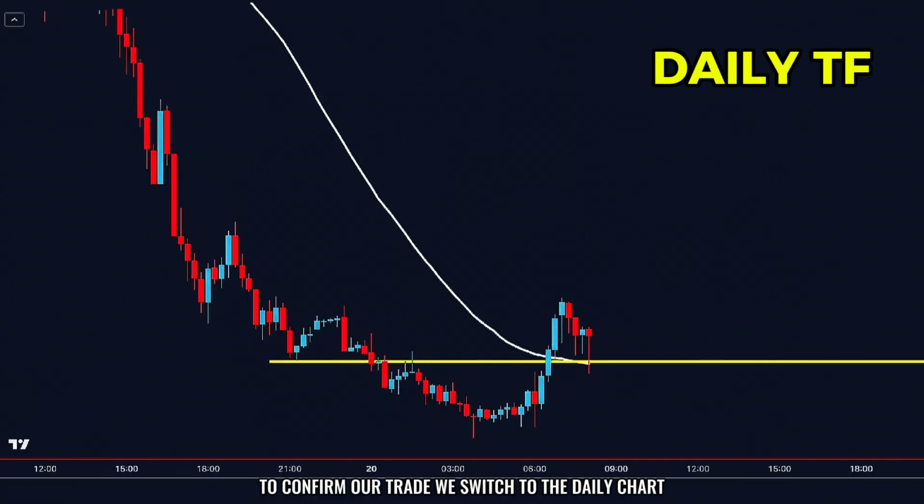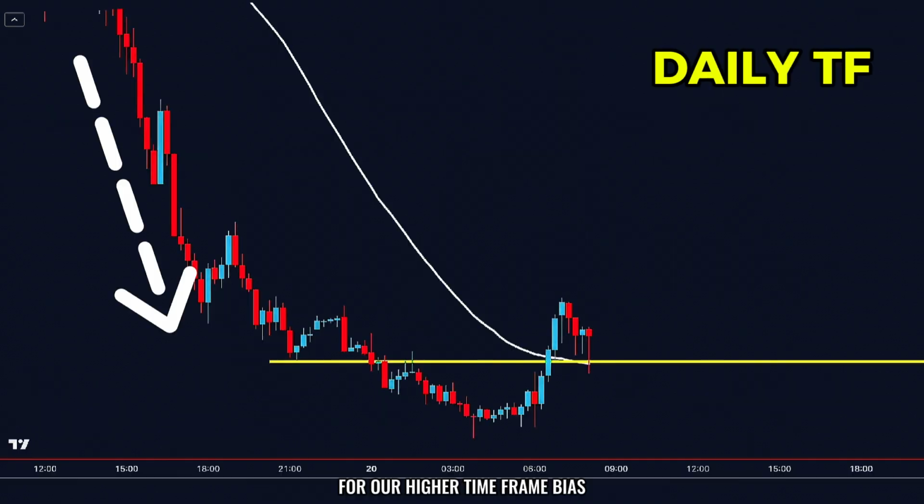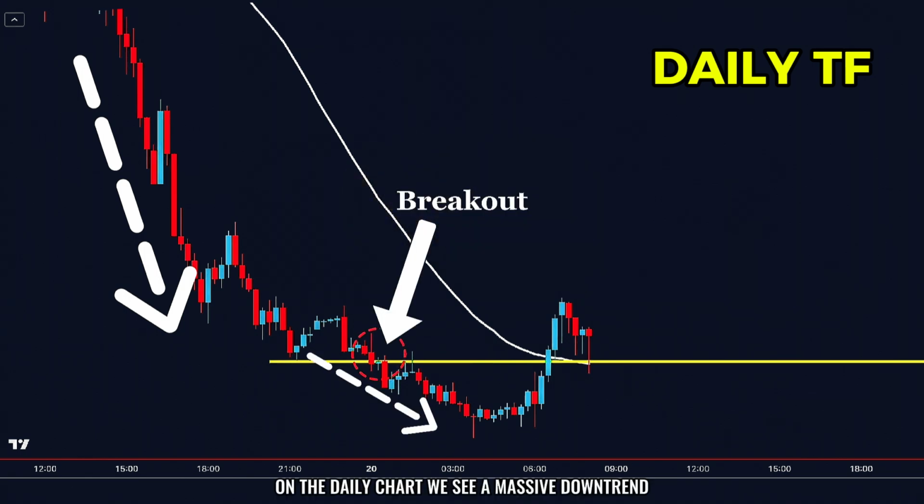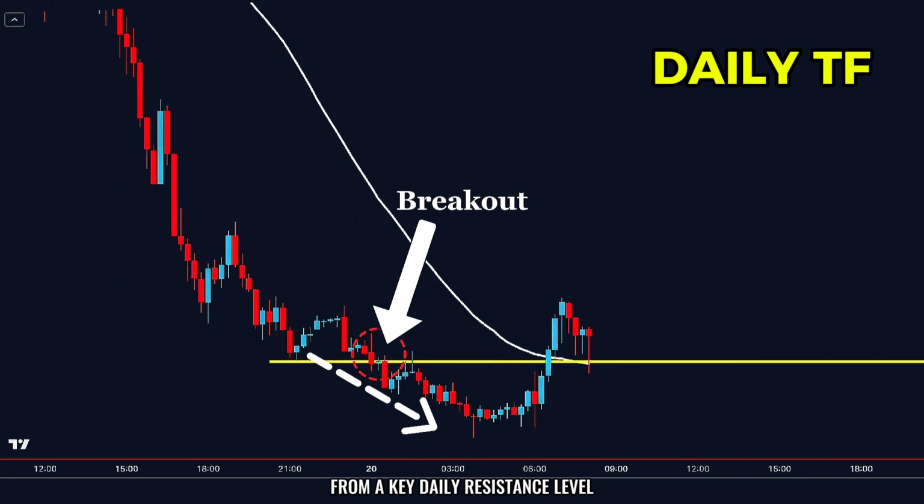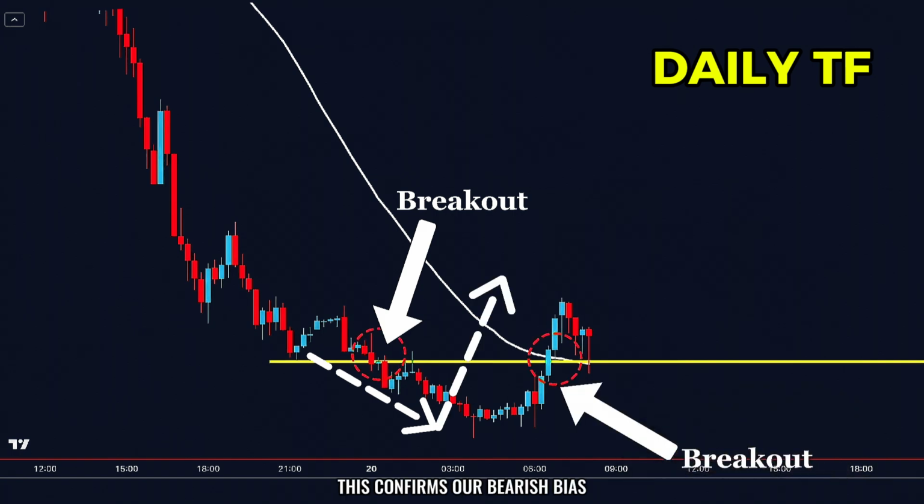To confirm our trade, we switch to the daily chart for our higher time frame bias. On the daily chart, we see a massive downtrend. The price has completed a pullback and has been strongly rejected from a key daily resistance level, creating a liquidity sweep. This confirms our bearish bias.